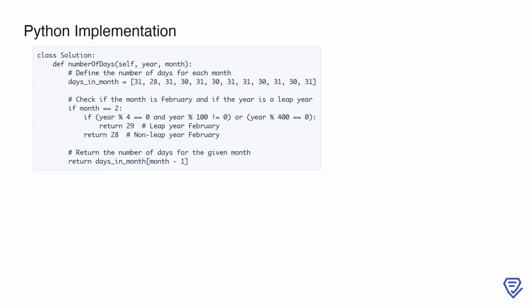For all other months, the function refers to the days_in_month list and returns the corresponding value for the given month, adjusting for zero-based indexing by subtracting 1. This implementation is efficient, with a constant O(1) time complexity, as it involves a few conditional checks and a direct lookup in the days_in_month list. The solution handles all edge cases, including years that are divisible by 100 but not 400, and correctly calculates days for all months of any valid Gregorian calendar year.